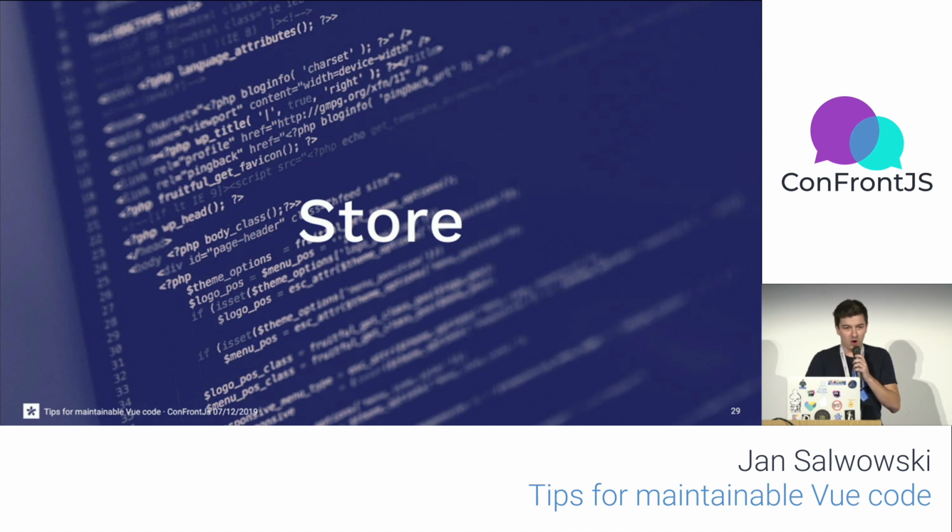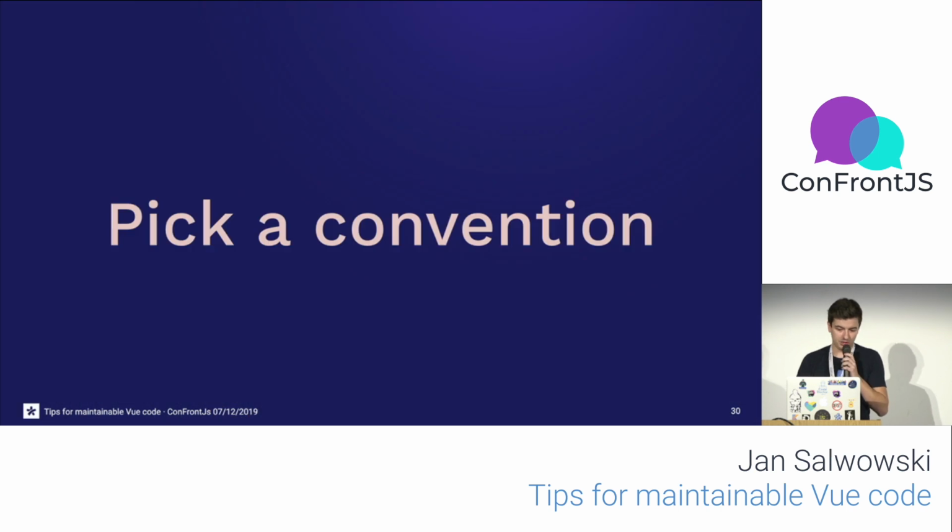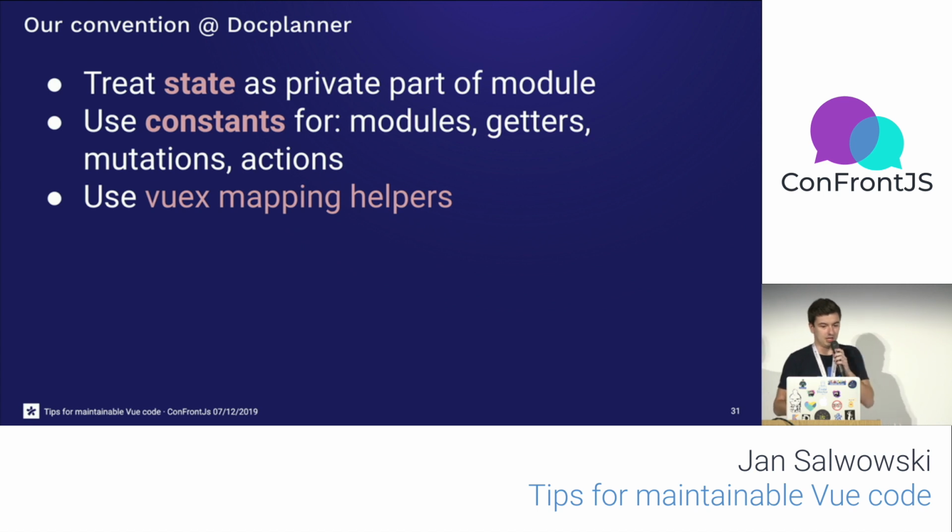Really. Okay, so next let's talk more about a convention like we use in the store. This is the thing that you need to pick a convention in your applications to follow, especially when you have a big team. Our convention at Docplanner is that in Vuex modules, state is treated as private. And this is like a blessed rule, you don't break it. We use constants for modules, getters, mutations, actions, and we use Vuex mapping helpers as a contract between component and the store. We never use $store in our components.